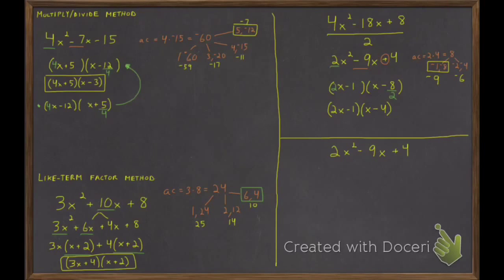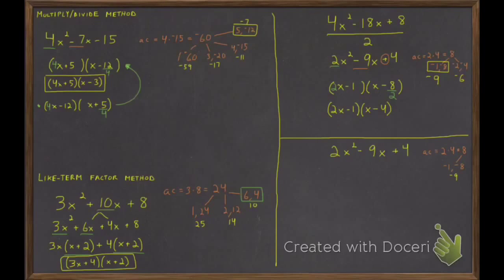Alright, so now that I rewrote our quadratic, again, we got that way by using our GCF, which is 2, remember, and dividing the entire quadratic by 2, and we got our trinomial of 2x squared minus 9x plus 4. Now I'm going to use the like term factor method to factor this quadratic. We still use the AC method over here, so I'm going to rewrite it. AC equals 2 times 4, which equals 8, and we found that our terms have to be negative 1 and negative 8. Why is that? Well, the sum of those equals negative 9, which is our b value.